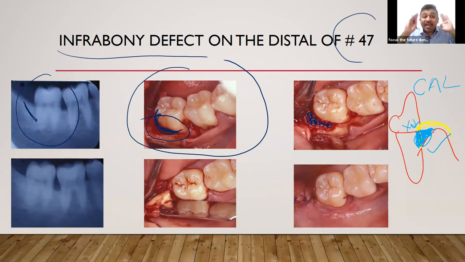This concept: basically, all you want is a barrier, a good fibrin clot at the wound site so that the epithelium doesn't come down. I hope that is clear. So in this case, they have placed the graft here, and then what have they done? Can you see this white membrane placed around it, from this graft area to here? That is your GTR membrane. And then the flap is sutured.